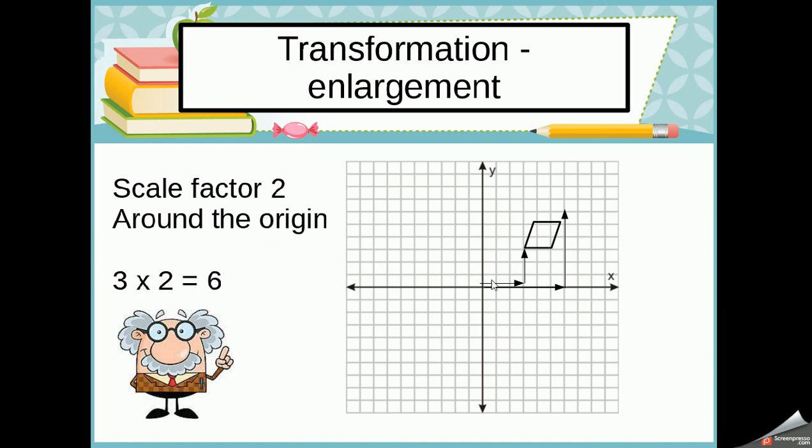So the original count was 3 across and 3 up. I've multiplied both those by 2 because the scale factor is 2, which means I go 6 across to the right and 6 up. Now I do the same for the shape. So it's 2 to the right to the next corner. 2 times 2 gives me 4, so I go 4 to the right for the corner up here. It's 1 across and 2 up for the next corner, so it's going to be 2 across and 4 up for the next corner. Again, I went off the graph by here by mistake.